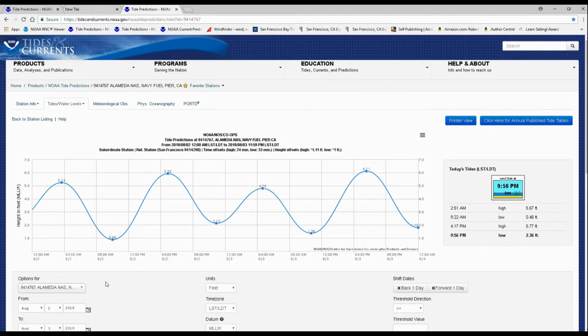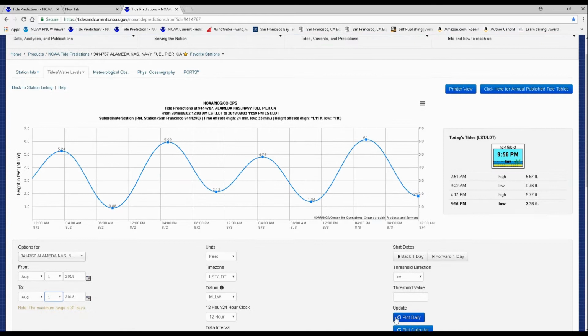and it defaults to the closest day. Let me drill in on today. For some reason, it's not automatically going to today's day. It's a day off, so let's do this, and we'll plot this.